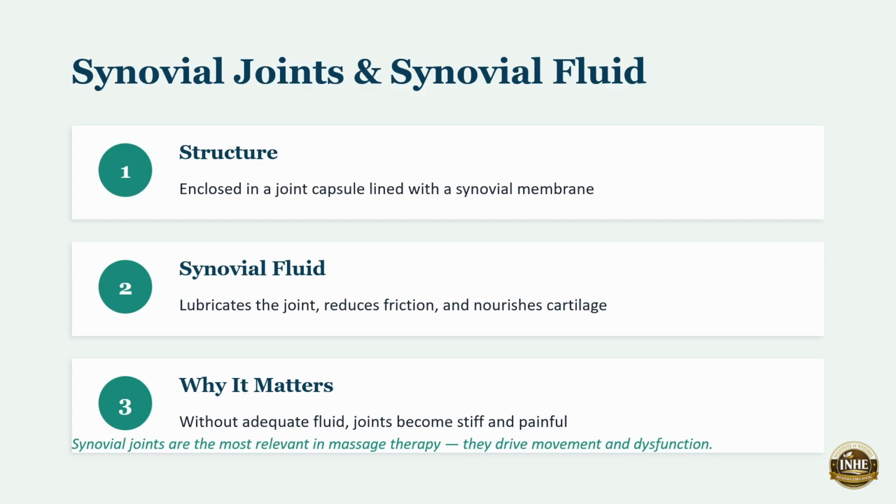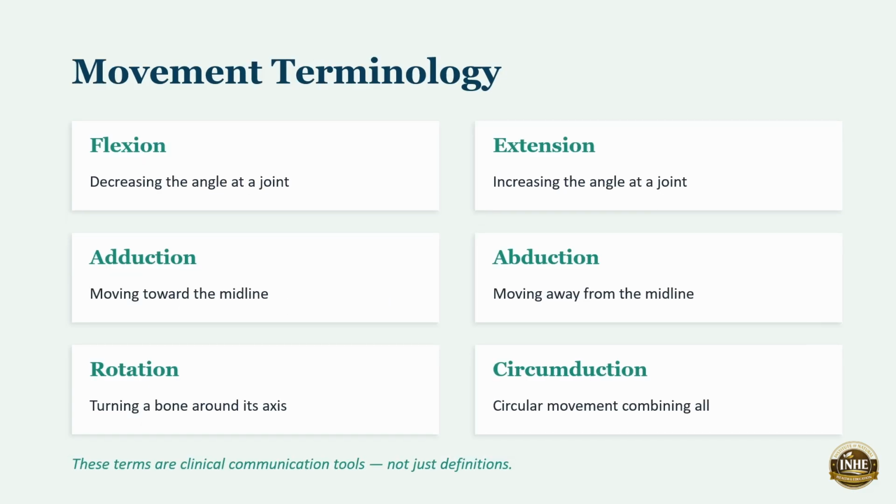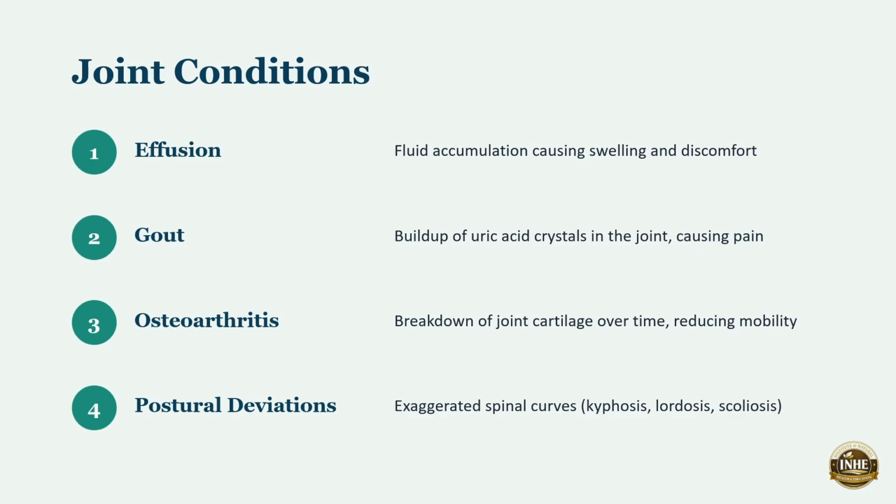You also need to understand movement terminology. These terms describe how the body moves. For example, when you decrease the angle of a joint, you are performing a bending movement. When you bring a limb toward the center of the body, you are describing movement toward the midline. These are not just definitions. They are tools used to communicate clearly in clinical settings. Understanding movement also helps you recognize dysfunction. For example, if a joint cannot move in a certain direction, it may indicate injury or restriction.